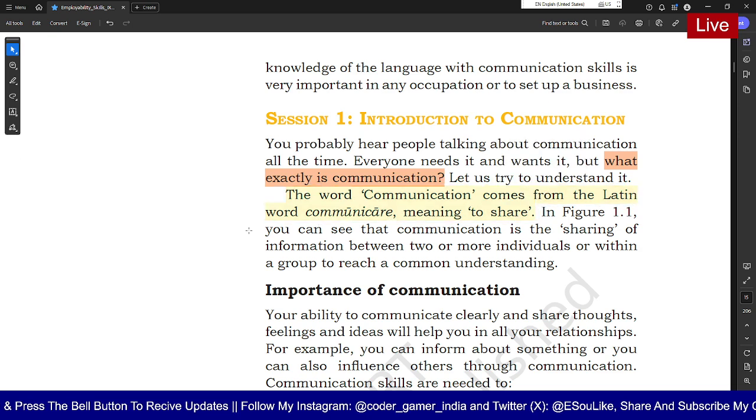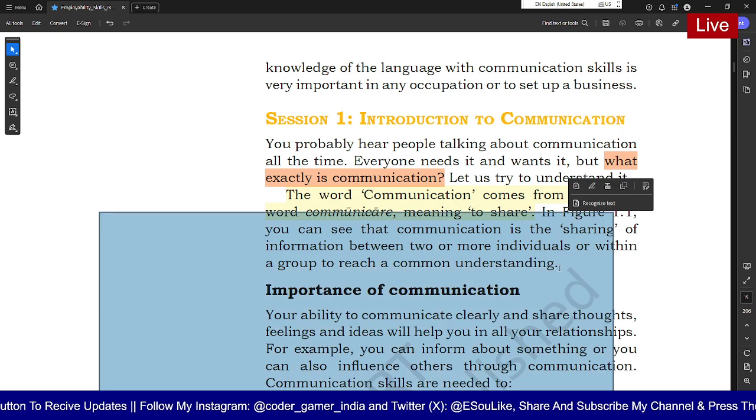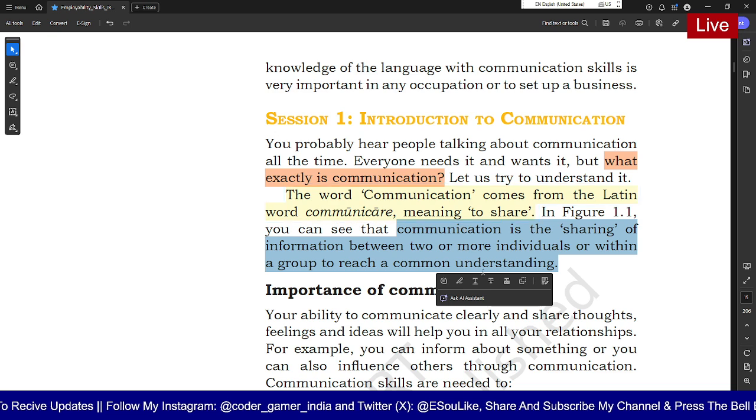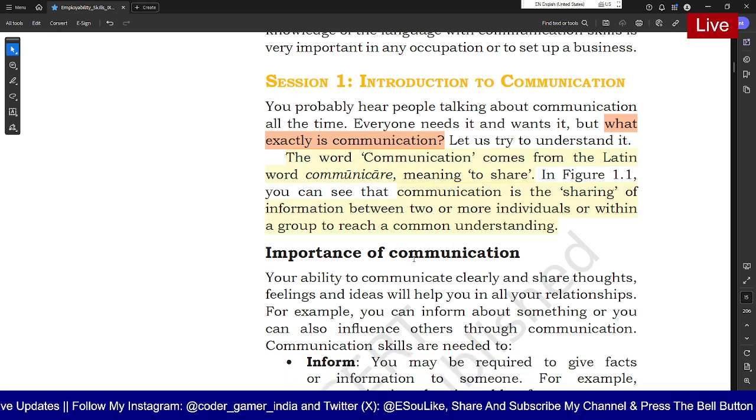In the figure you can see that communication is the sharing of information between two or more individuals within a group to reach a common understanding. Let me highlight this one also. So this is the whole answer to what exactly the term communication is. Next, we are going to see the importance of communication. Your ability to communicate clearly and share thoughts, feelings, and ideas will help you in all of your relationships. If you are able to speak properly, then people can understand your problem. For example, if you want to report a problem to the police and you don't know how to say it properly, then you cannot tell it properly.